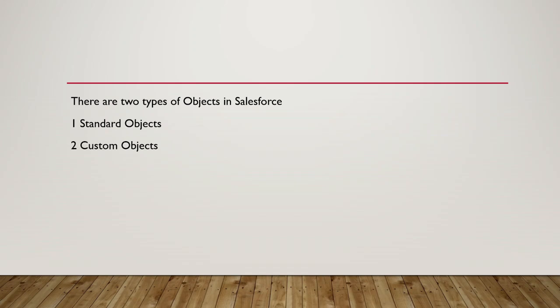Standard objects in the sense whatever the objects which come by default with Salesforce, which are already available and provided by Salesforce, those objects are called standard objects. For example, account, contact, opportunity, those objects are called standard objects. Anyhow, we are going to discuss which object is used for which purpose in detail in the coming sessions. The second category of objects are custom objects. If the standard object is not meeting your business requirements, then you can create your own object which is called a custom object. Clear?